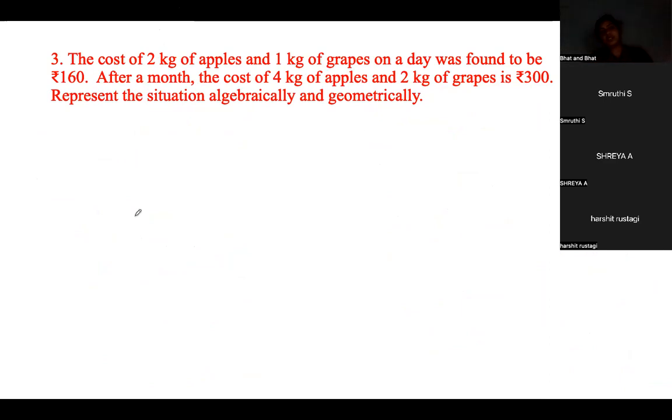Next, the cost of 2 kg of apples and 1 kg of grapes on a day was found to be 160 rupees. After a month, the cost of 4 kg of apples and 2 kg of grapes was 300. Represent the situation graphically and algebraically. So first we have to solve algebraically only, then we can say whether they are intersecting or parallel lines or coinciding lines, correct?